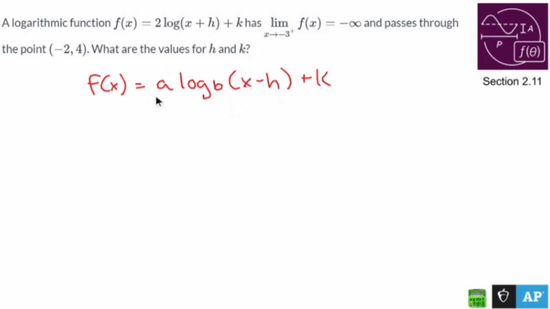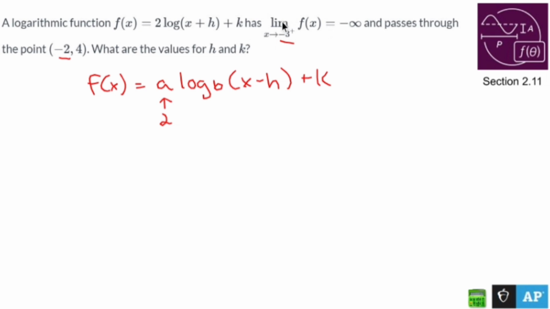Now, what do I have? A is 2, and that gives me a vertical stretch here. Not really going to affect anything based off of the two numbers that I see here. We'll get to that in a second. Okay, log base b, again, not going to really affect anything. Log base 10, not going to affect anything. Don't worry about it. This is what I have to worry about, this statement right here.